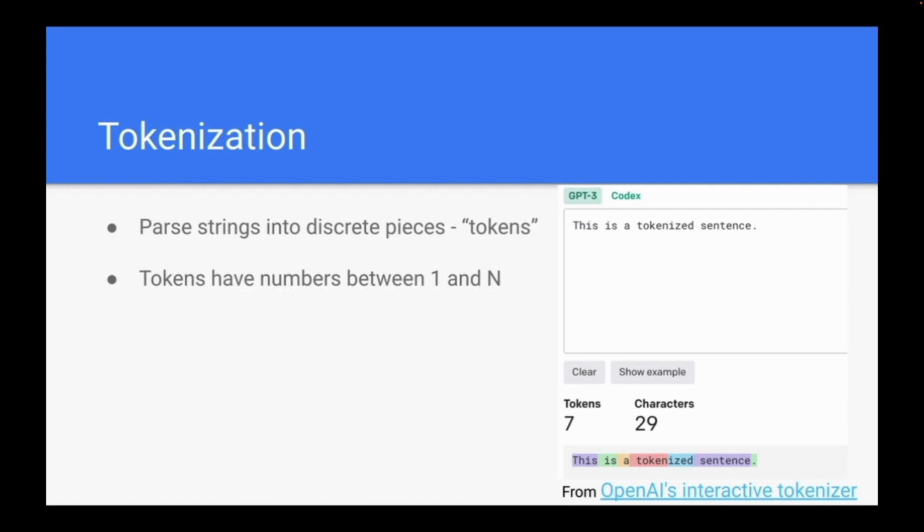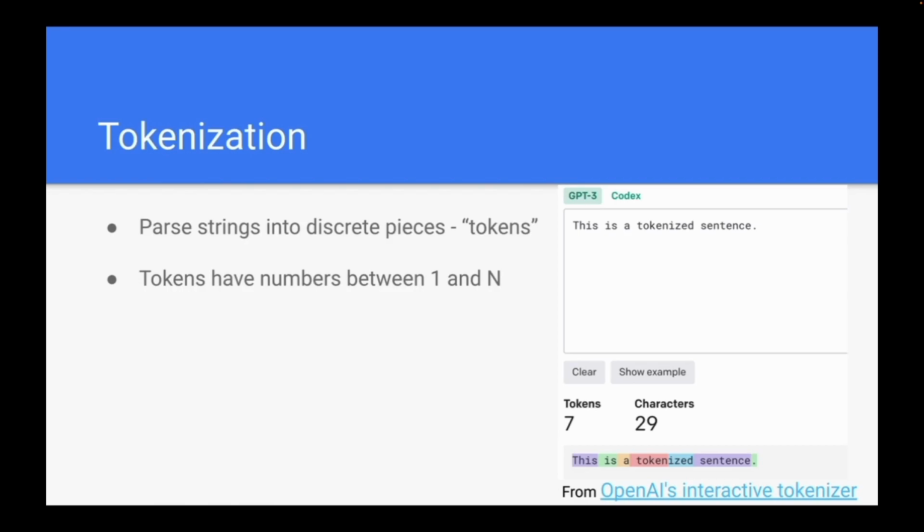This is actually from OpenAI's interactive tokenizer. I've given it a sentence. This is a tokenized sentence. And you can see on the bottom, it's broken that up into tokens. Mostly the tokens correspond with words, but there's some interesting stuff in there, like some of them include white space or punctuation, and the word "tokenized" has actually been broken into two tokens. That's pretty common, where you'll see a token corresponding with the stem of a word, and then maybe a prefix or a suffix. So kind of a word, but a little bit more.